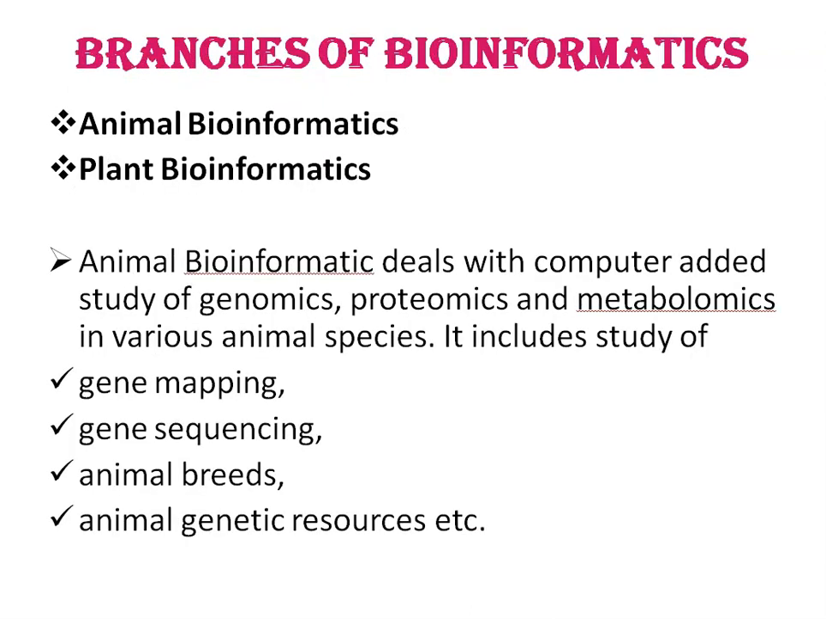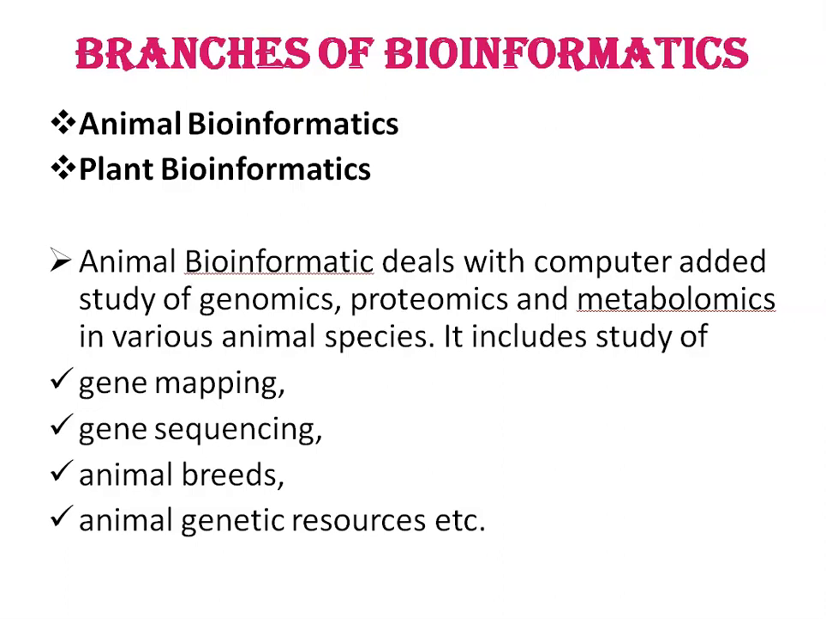Branches of bioinformatics. The science of bioinformatics can be divided into several branches based on the experimental material used for study. Bioinformatics is broadly divided into two groups: animal bioinformatics and plant bioinformatics. Animal bioinformatics deals with computer-aided study of genomics, proteomics, and metabolomics in various animal species. It includes the study of gene mapping, gene sequencing, animal breeds, animal genetic resources, etc.